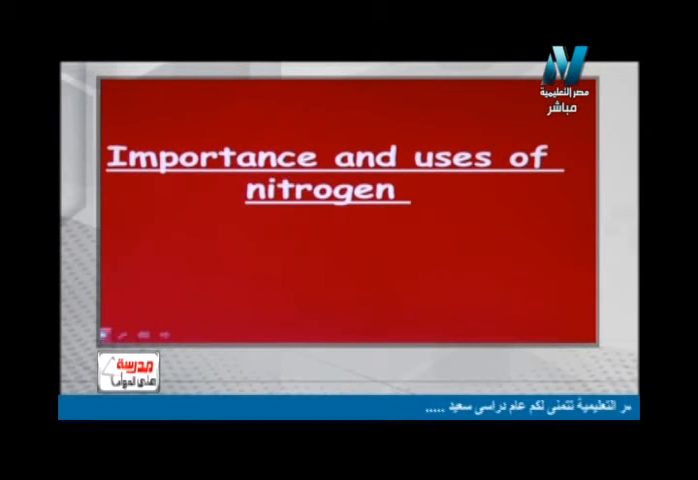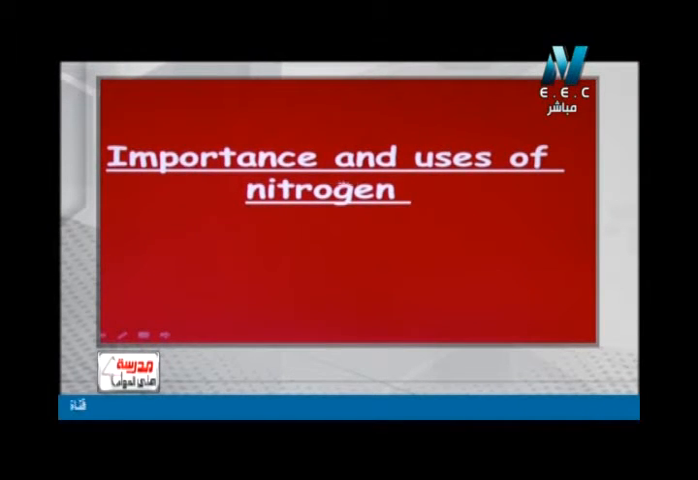So again ammonia gas has what effect? Has alkaline effect تأثير قلوي because it changes litmus paper from red to blue. So what about carbon dioxide gas? Carbon dioxide gas it changes the blue litmus paper into red because it has an acidic effect تأثير حامضي او بنسميه acidic effect. So now the importance and use of nitrogen gas.